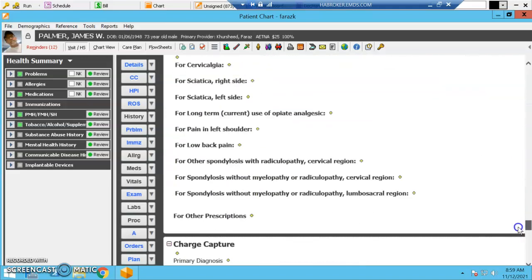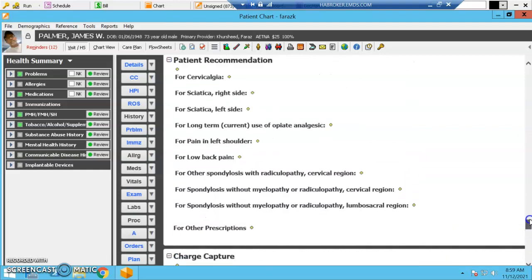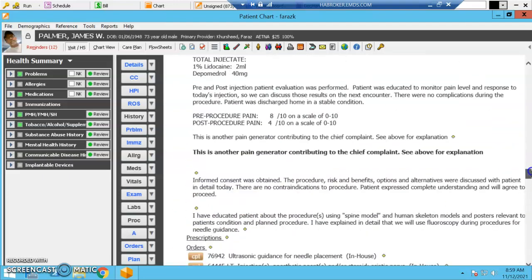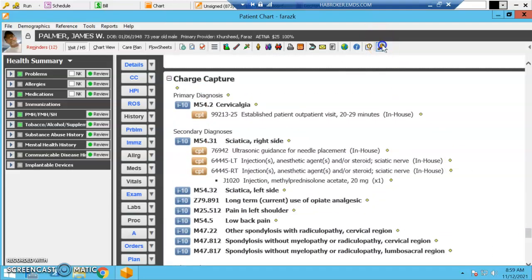Okay. That looks good. There is a problem here that the sciatica is right side, and we did injection on left and right side. There must be a way where we can actually do a bilateral modifier or something, or find a code which is bilateral, but we'll just go ahead and close it for now.